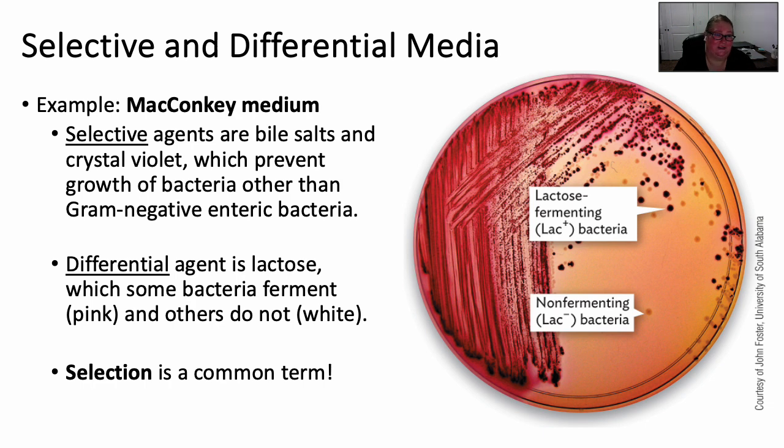MacConkey media is also differential. How can we tell the difference between all these gram negative enteric bacteria? We are going to add lactose and an indicator, because some bacteria ferment lactose while others do not. If a bacterial cell ferments lactose, it's going to be pink because of color changes in the media. If it does not ferment lactose, it's going to show up as a clear or white colony on the agar. We need to be careful because selection is a commonly used term.